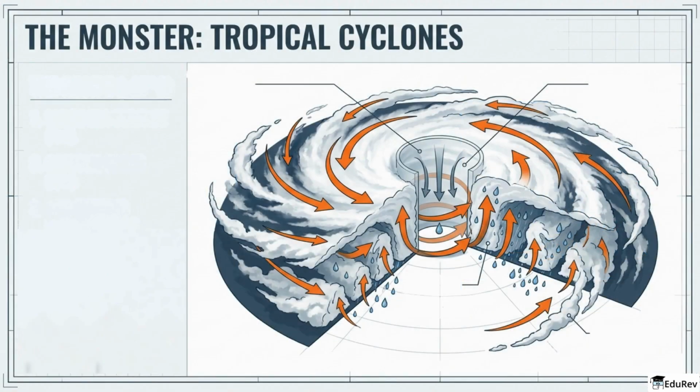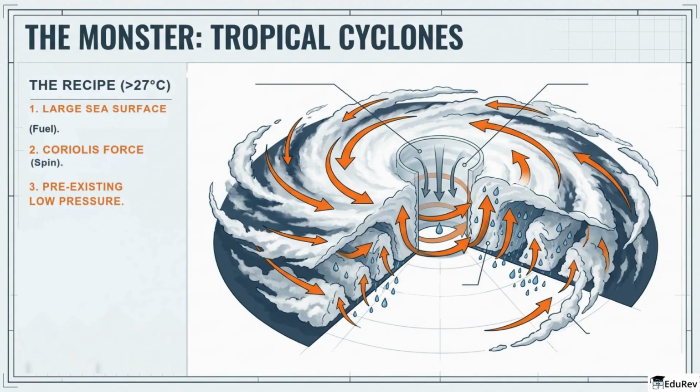Now the heavy hitter, tropical cyclones. Formation needs a recipe, and temperature is the entry ticket: sea surface above 27 degrees Celsius. Then you need large sea surface as fuel because warm water provides moisture and latent heat. Coriolis force for spin, a pre-existing low-pressure system to organize inflow.